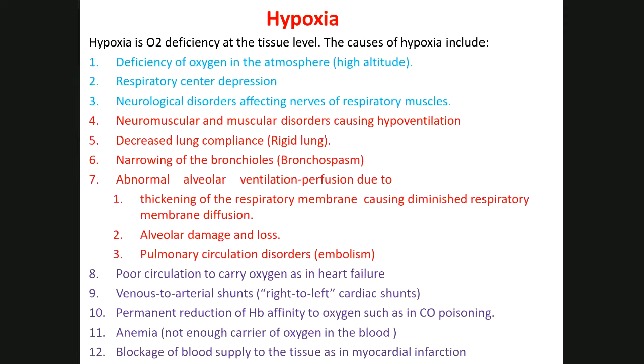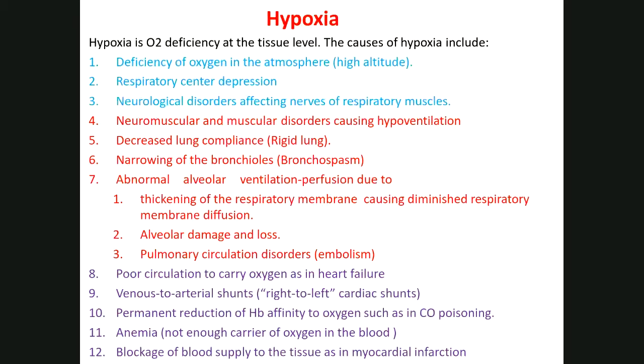If the oxygen of the atmosphere is normal, the respiratory center is normal, the nerves are normal, and the neuromuscular junction and muscles are normal, but there is a decrease in lung compliance, such as in fibrosis, then the expansion of the chest is going to be more difficult, and it might cause hypoxia. The muscles are okay, but the lung is rigid. It's difficult to expand.